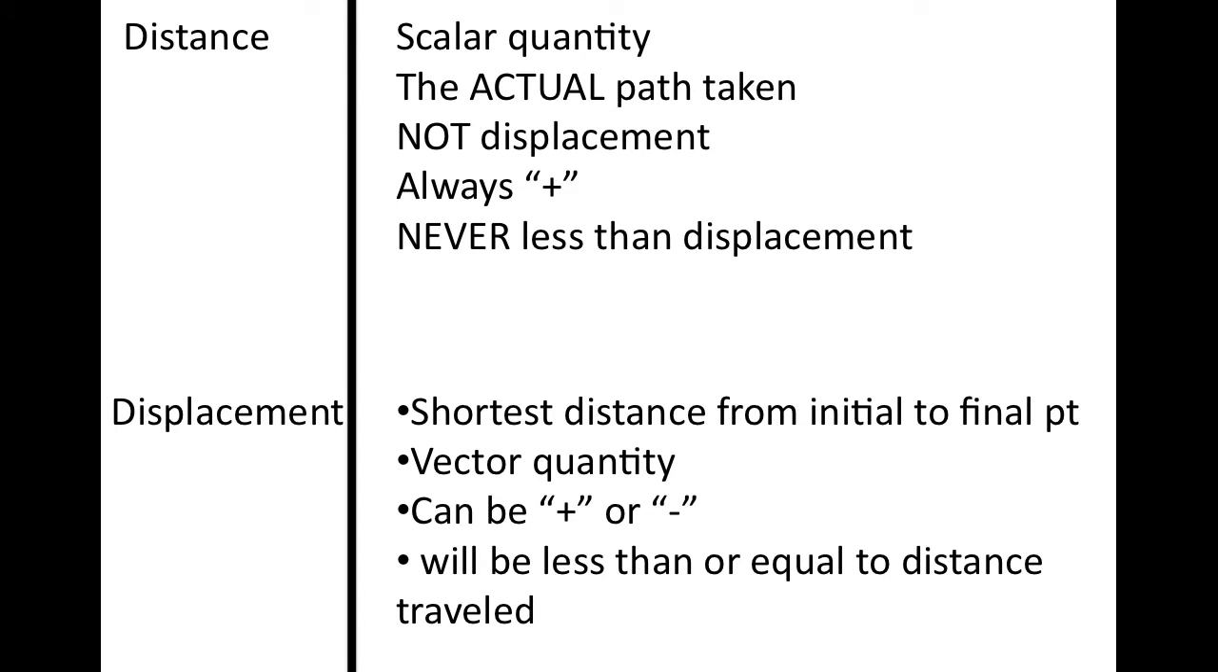Now, with distance and displacement, distance is a scalar quantity. It is the actual path that was taken. There is no direction involved when you're talking about distance. It is always positive. Your distance will never be less than the displacement. It will always be the same or more. Displacement, on the other hand, is the shortest distance from the initial or starting point to the final point. It is a vector quantity. It has direction. It can be either positive or negative. And it will either be less than or equal to the distance that was traveled.